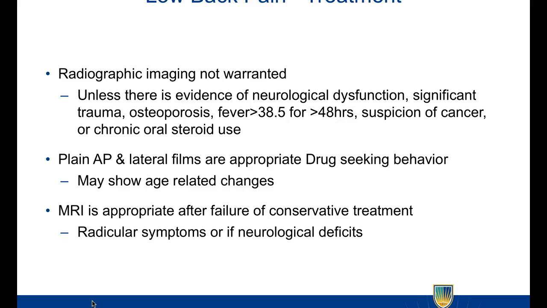For chronic low back pain, plain AP and lateral films are appropriate and may show age-related changes such as osteophyte formation and reduced height due to disc degeneration on lateral view. MRI is appropriate after failure of conservative treatment for low back pain with radicular symptoms, or if neurological deficits such as lower extremity weakness are observed.